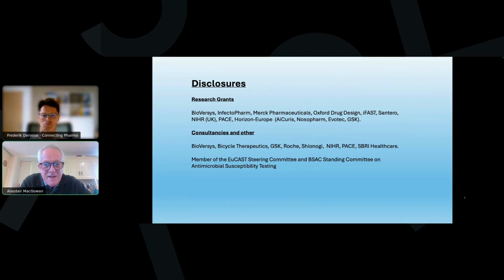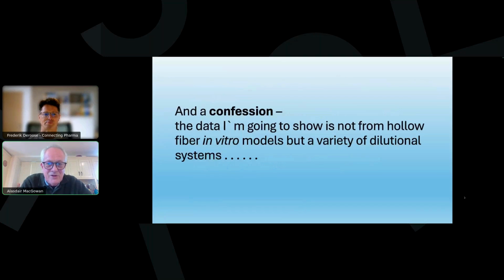And the next slide is just a little bit of a confession, because although this is called hollow fibers, in fact, I'm not going to show you any hollow fiber data at all. It's all dilutional models. And as Shampa has very nicely explained those, I won't go into that any further.